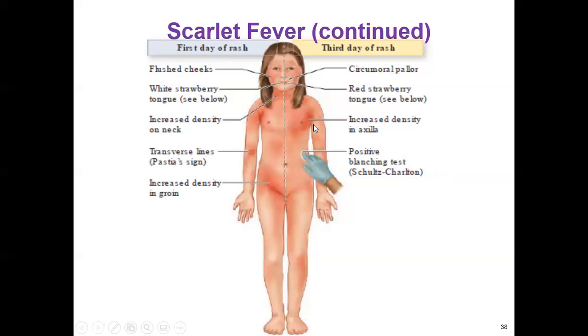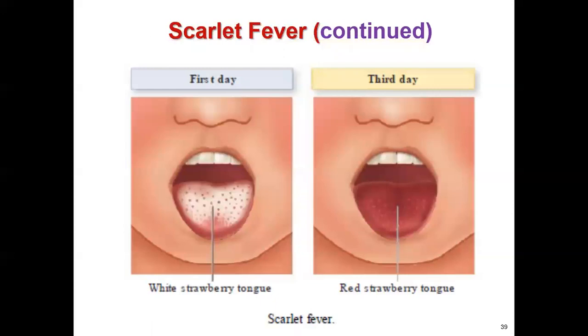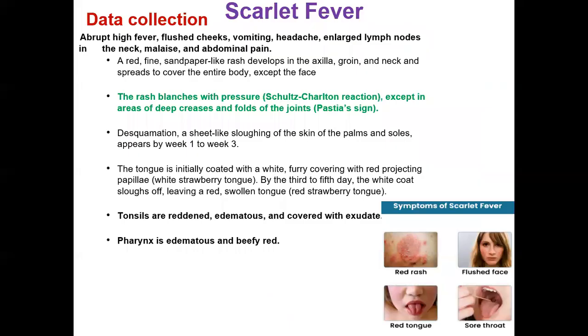Increased density in the axilla and a positive blanching test. So on the first day, white strawberry tongue, but on the third day, red strawberry tongue is a key symptom of scarlet fever. Red rash, flushed face, sore throat, and red strawberry tongue are cardinal symptoms of scarlet fever.